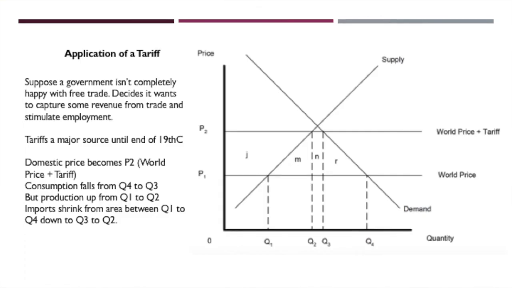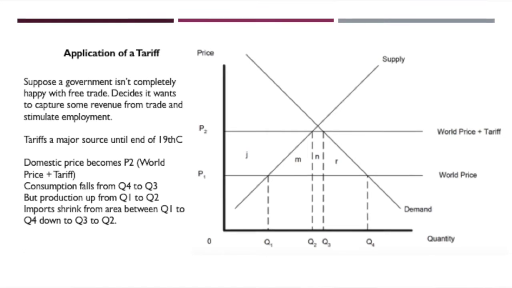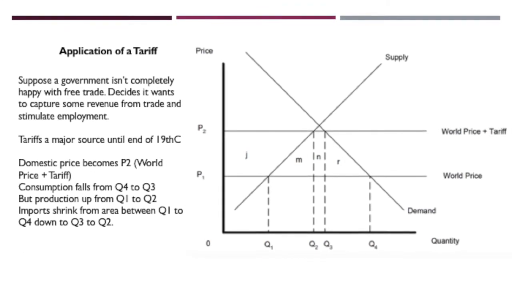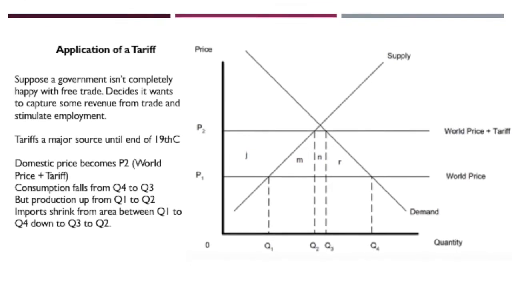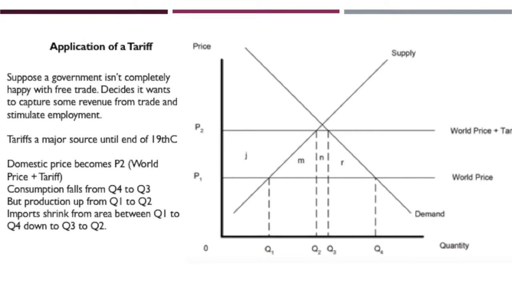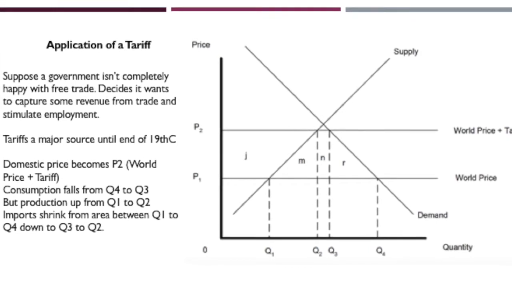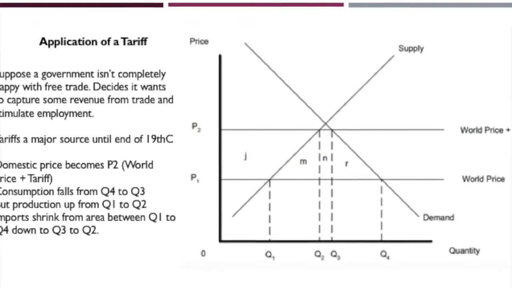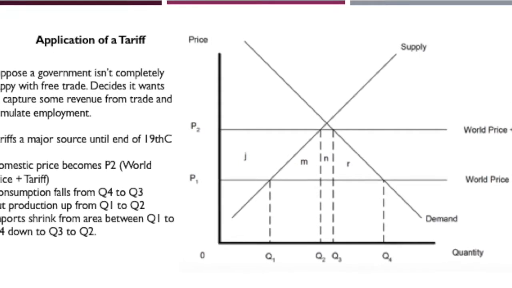Well, now we are actually consuming less, we're importing less, but we're also producing more for the domestic economy. So under free trade, we are producing 0 to Q1. Under the world price plus the tariff, it incentivizes some additional domestic production rather. And so we're actually now producing at 0 to Q2.